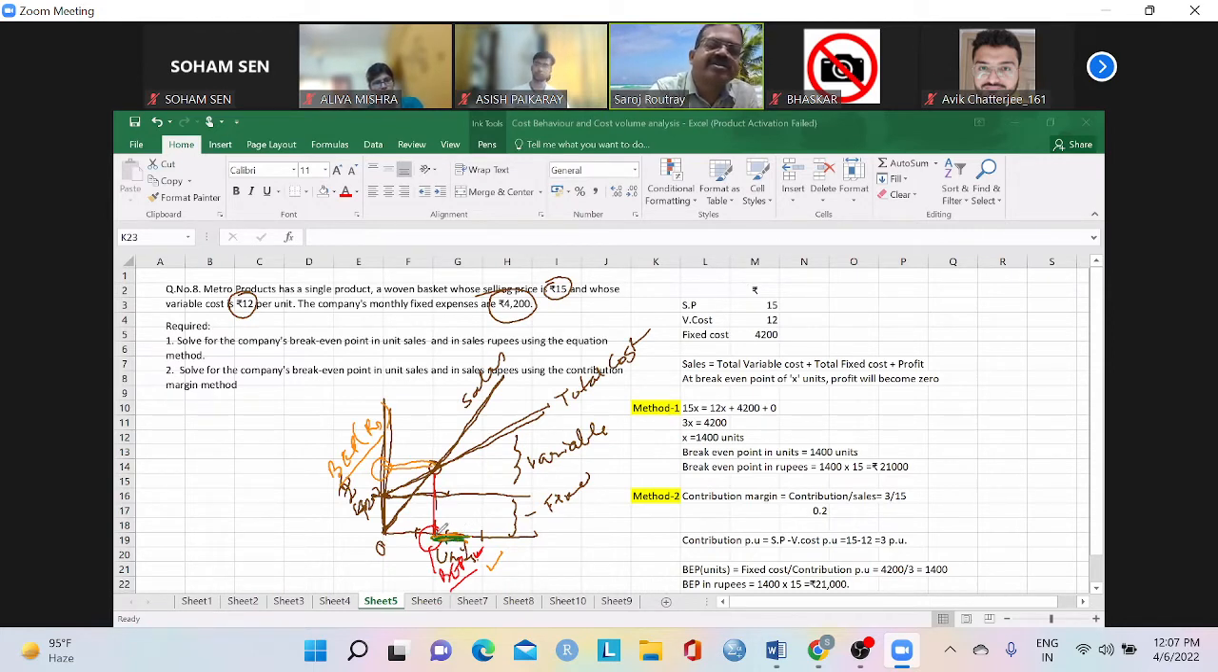It is the safe area. I sell anything here. Suppose my sales is here. So from this number of units to this number of units, this is called margin of safety in units. And here also, this is margin of safety, but in rupees. So what is margin of safety? Over the break-even point, if you sell, that is called margin of safety.